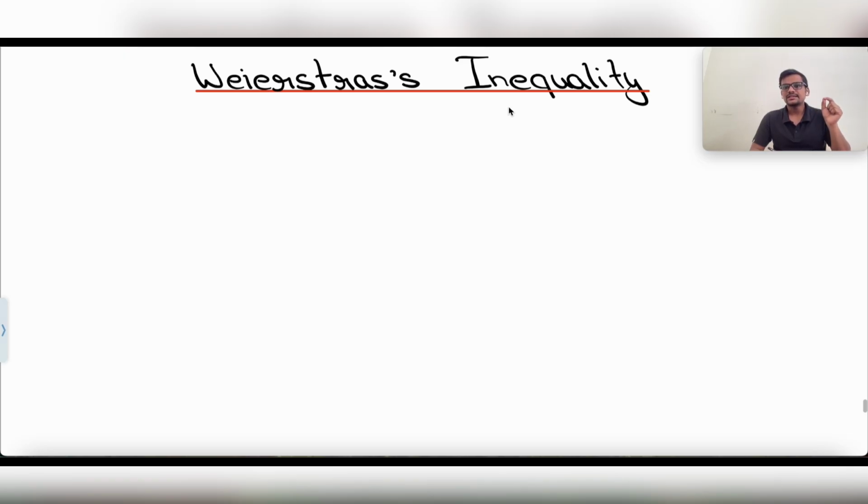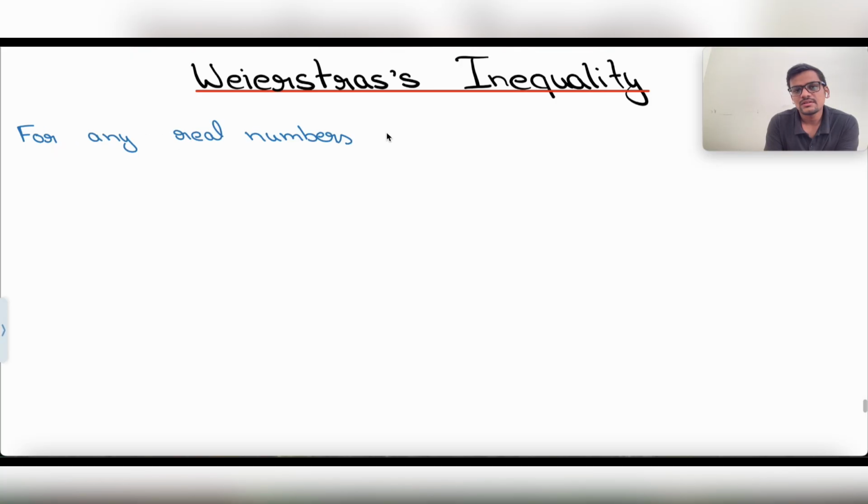This inequality is given by a German mathematician named Karl Weierstrass. What this inequality states is that for any real numbers x1, x2 up to xn, it means we have n real numbers.